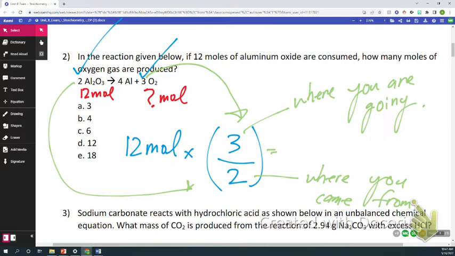So it's 12 times 3 divided by 2. 18 moles of O2, and your answer is E for 18.